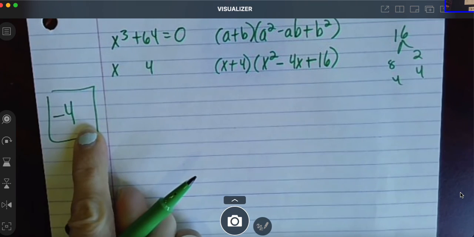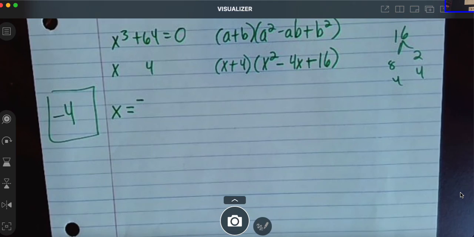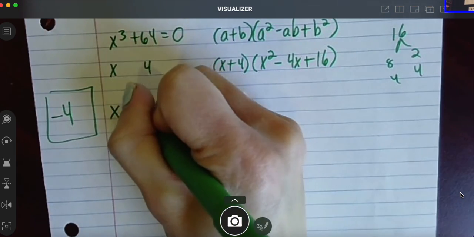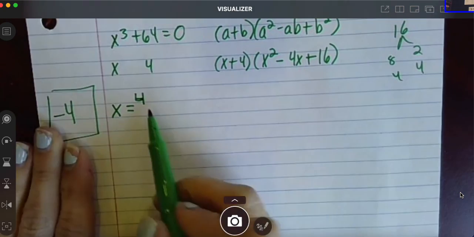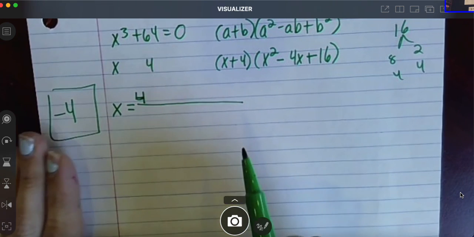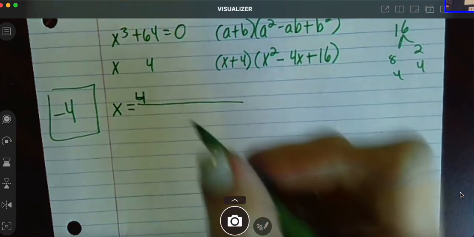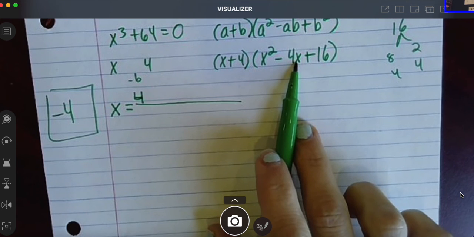So here's one of my answers. Let's find our other 2, or 1. x equals negative b. What's my b? It's negative 4. So it ends up being 4. It turns into a 4. I don't understand why. Negative b is what goes here. What's negative negative 4? Positive 4. Yeah, this is a 4.